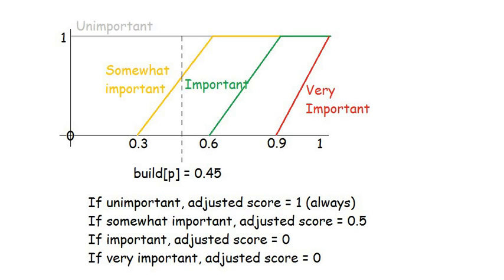Similarly, quality values have to be above 0.6 to match the level of important, even partially, and above 0.9 to match the level very important. A build value of 0.45 would give an adjusted score of 0 if the build was considered either important or very important. The shapes of the original transfer function have become totally irrelevant by this stage.